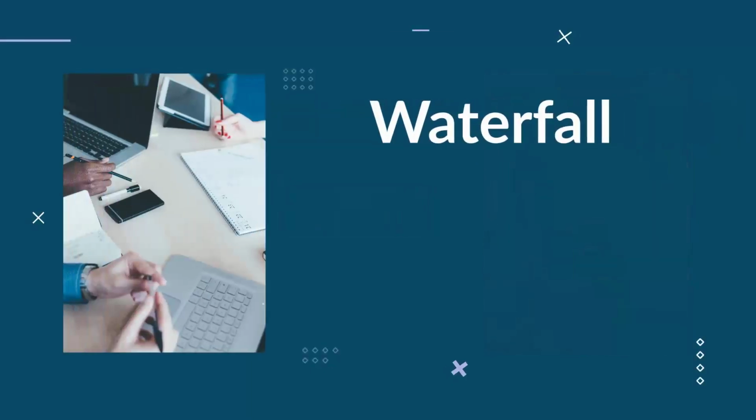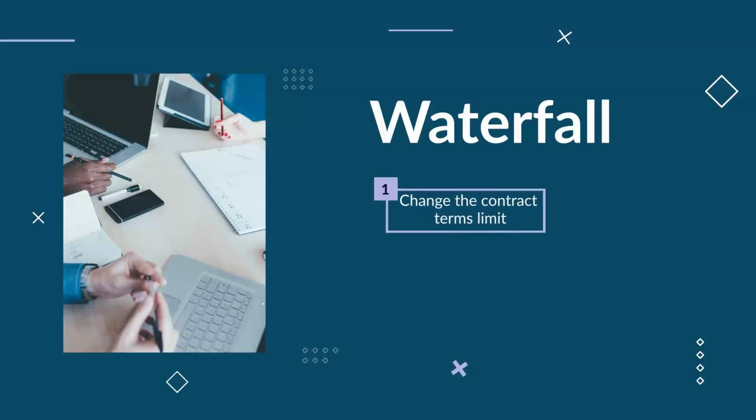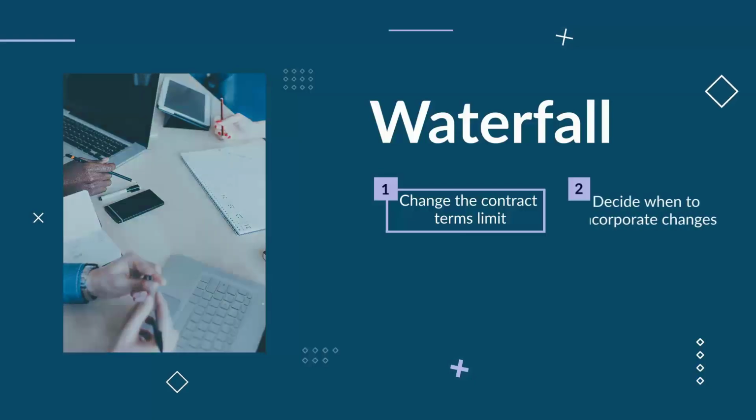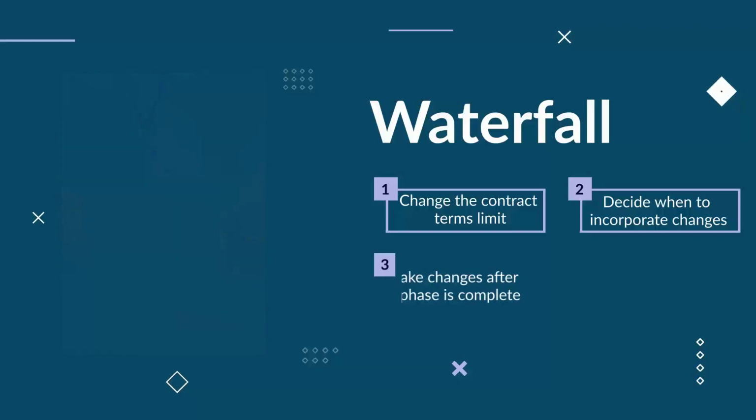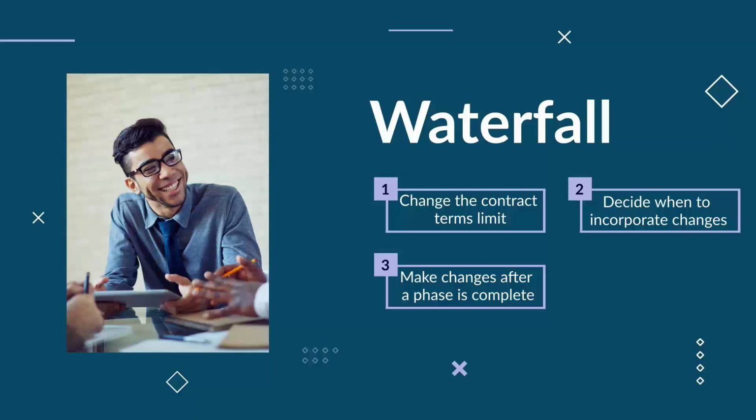In Waterfall, scope changes can be managed by changing the contract terms limit, but this has to be managed properly to get the project back on track. The project manager must decide how and when to incorporate these changes for minimal impact to the project budget and timeline. This is not an easy task and should not be taken lightly. It is better to make changes after all originally planned phases are complete.